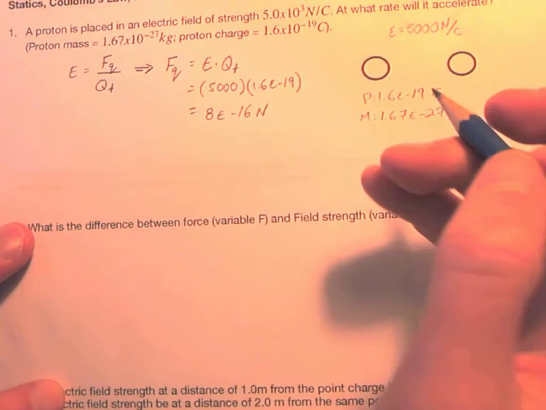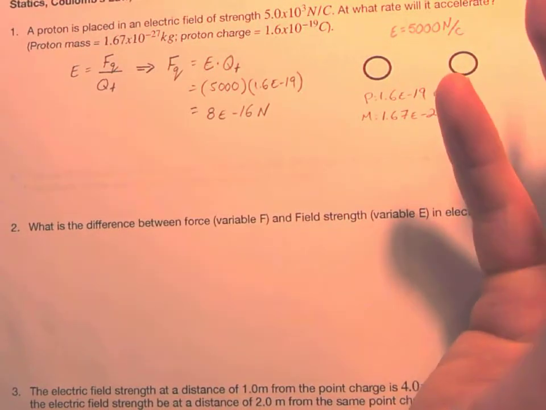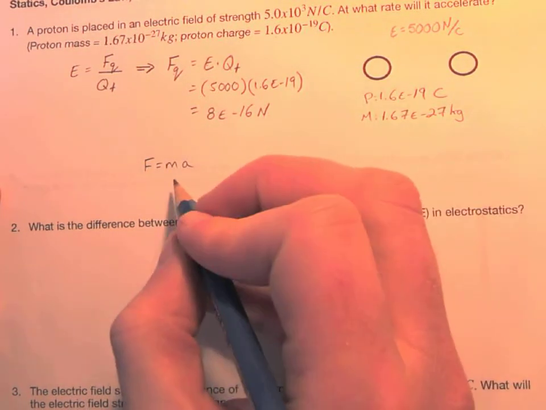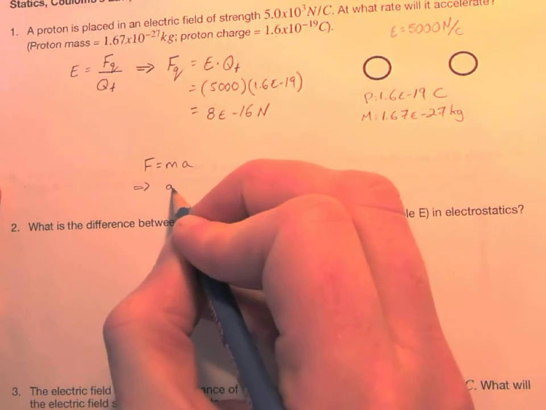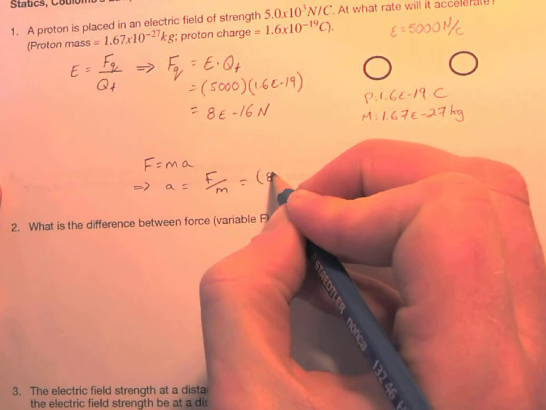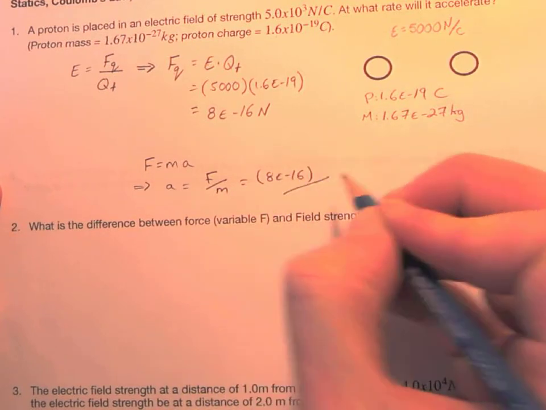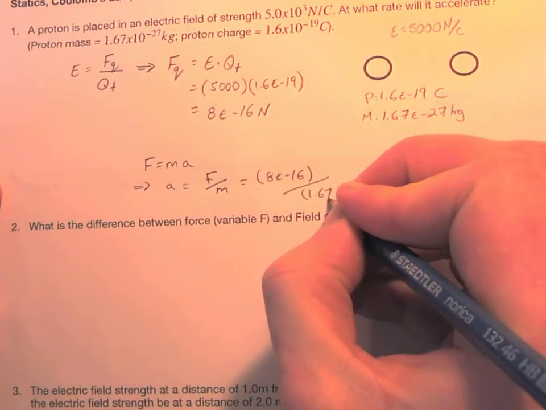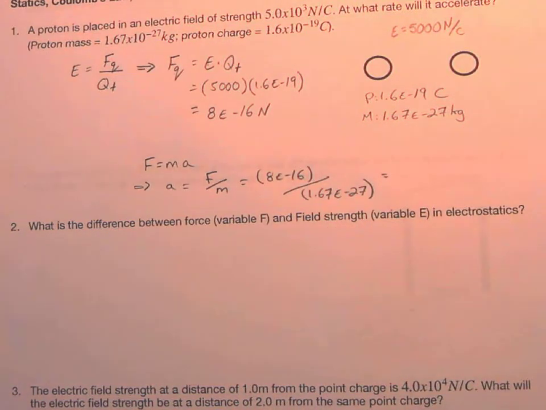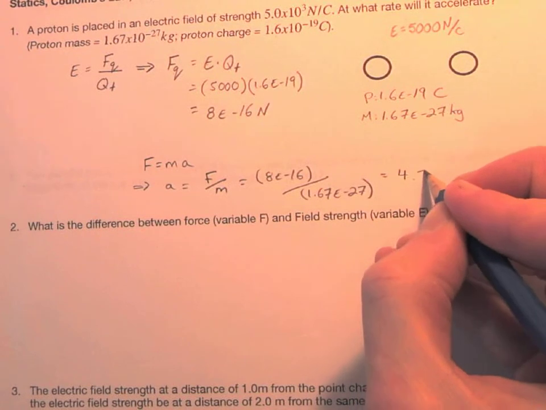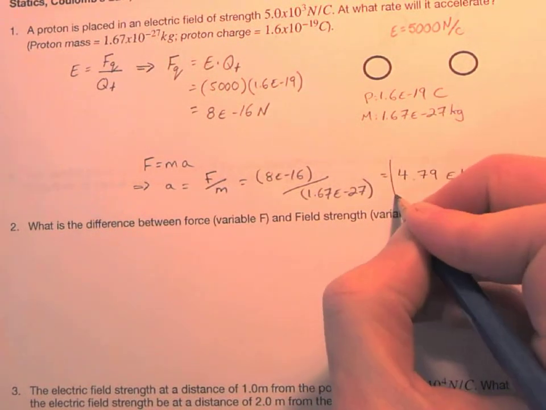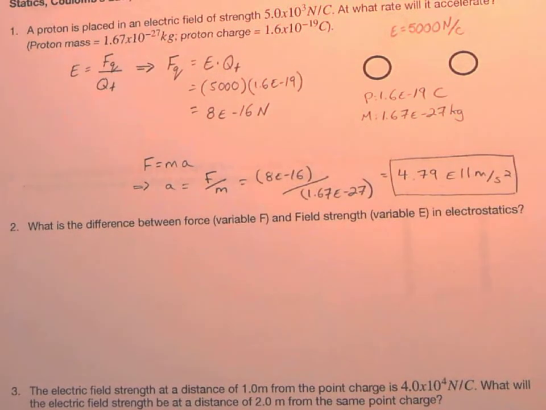So now we want to know acceleration though. Force is also mass times acceleration, we know that. So we want to find acceleration, so we can solve for a, which is F divided by m. Our force is 8 e to the negative 16, and our mass is this tiny amount, 1.67 e to the negative 27. Then when I plug this into my calculator, I get an acceleration value of 4.79 e to the 11 meters per second squared, which is a really high acceleration value.